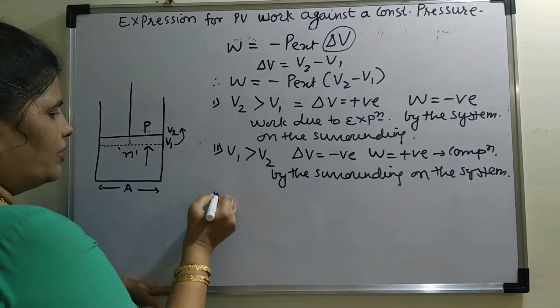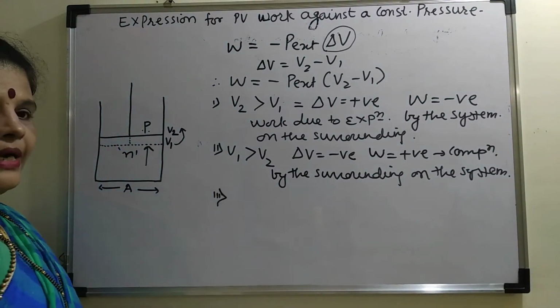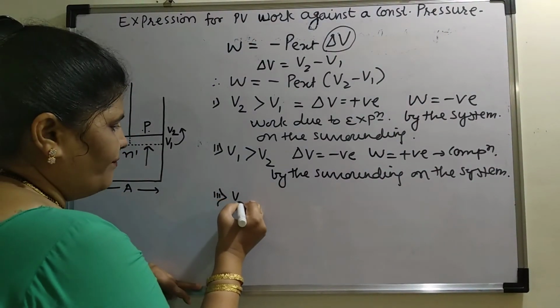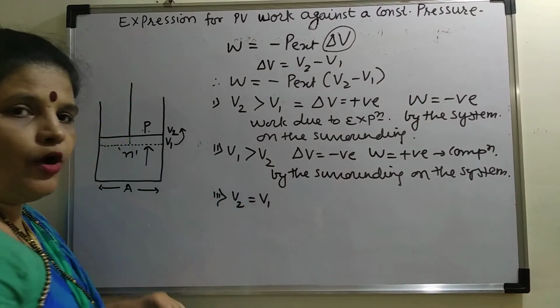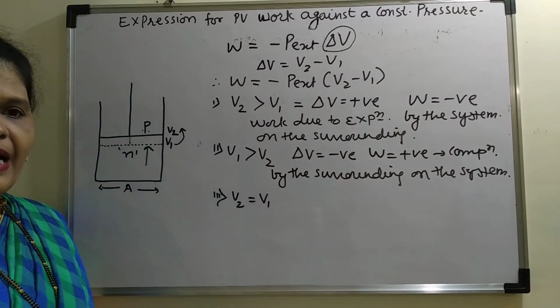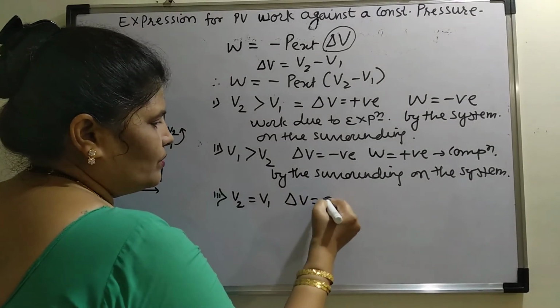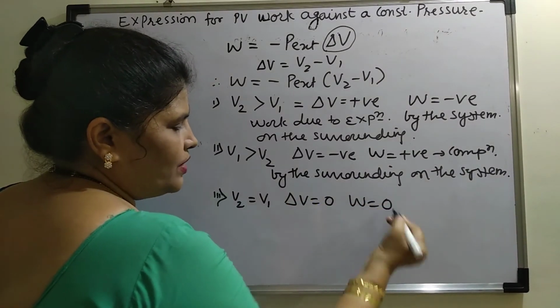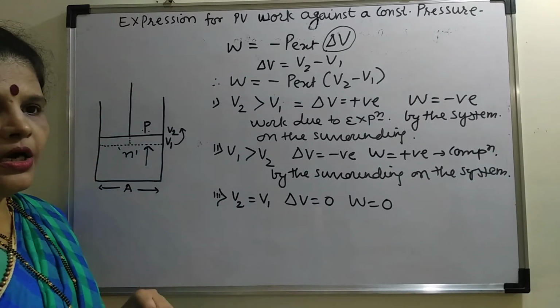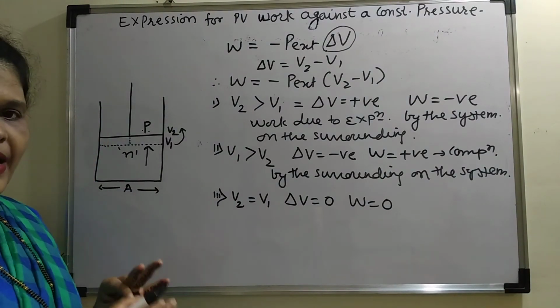Let us see the third condition. When V2 is equal to V1, there is no change in the volume, so delta V is equal to 0 and work is equal to 0. It means there is no work, and the system is at equilibrium.